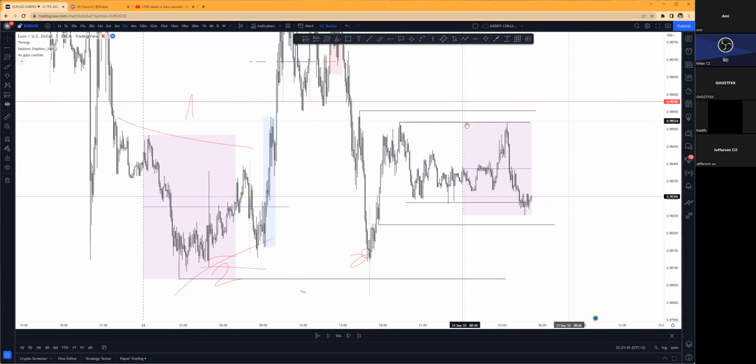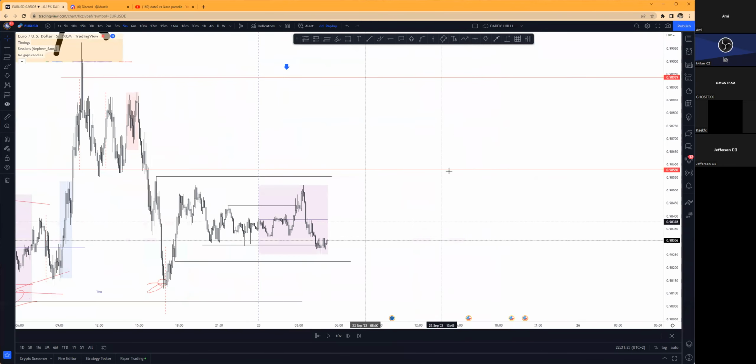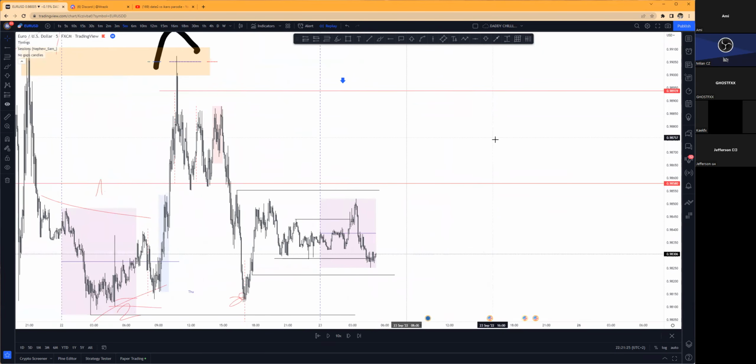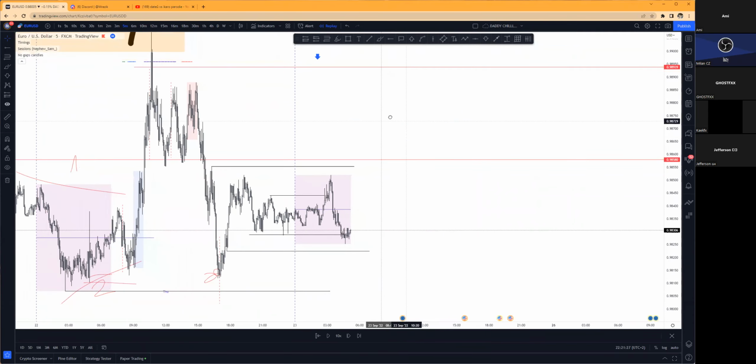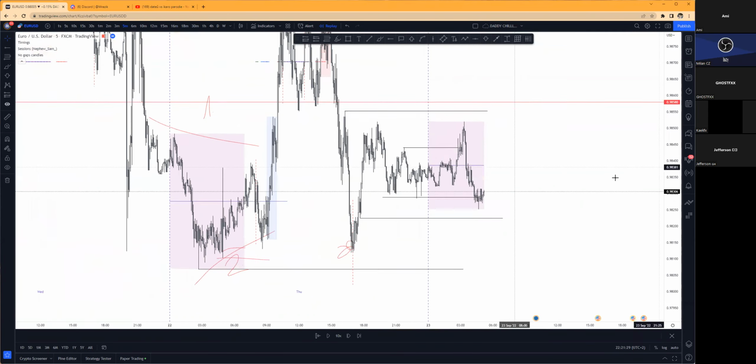Okay. So you see, Asian sweeping buy-side liquidity. What do you expect from that? It's super bearish London or Frankfurt. I only have 3 templates for Asian.